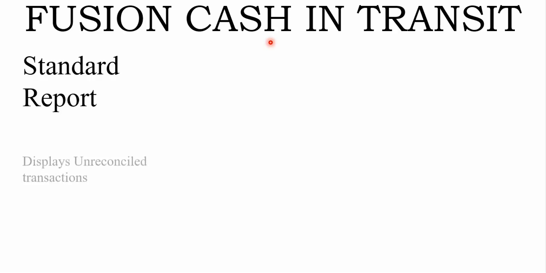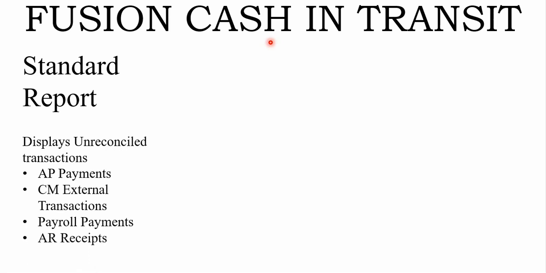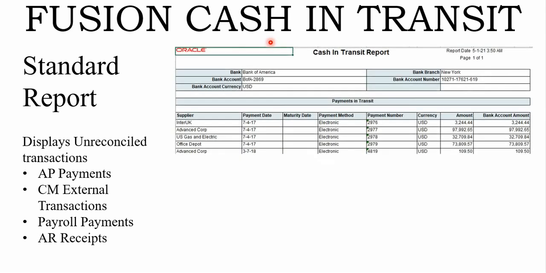In today's video we will discuss one of the least used Fusion standard reports, Cash in Transit. This report provides the list of unreconciled transactions such as payments, external transactions, payroll payments and AR receipts for a selected bank account entered in the parameter. Here is a sample output of the report.